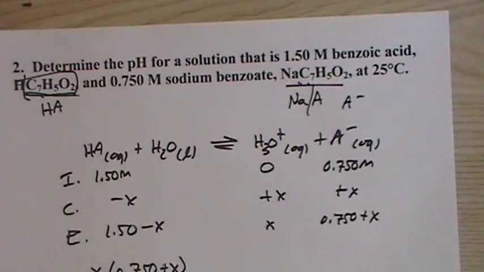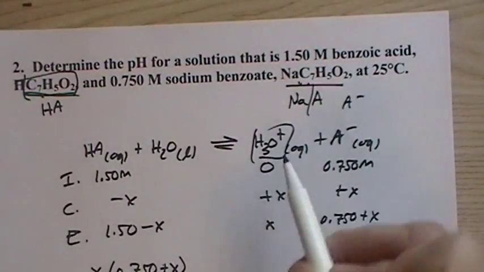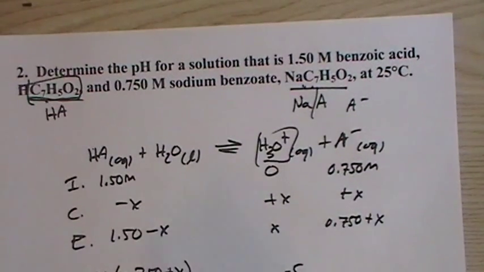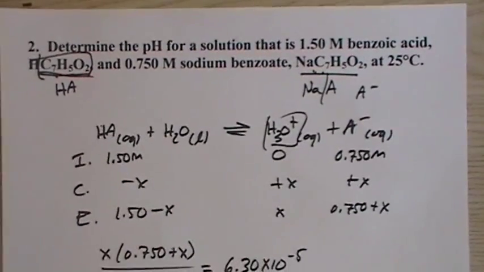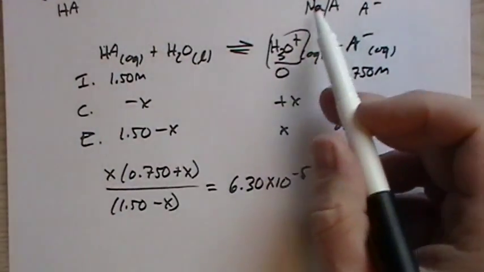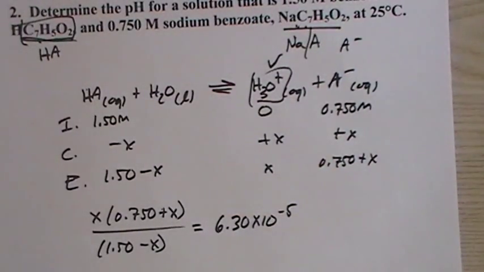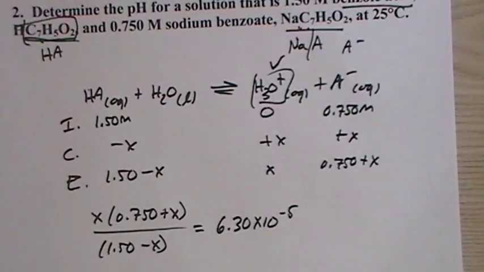Now we just have to find... Now we're producing H3O plus, so it is acidic. It's a Ka expression, so we can use the Ka for benzoic acid. When people see the salt, they say, well, which one do I use? Well, look at what it produces. If it produces H3O plus, then you can go to the Ka table. And if they give you benzoic acid, it should be in there.